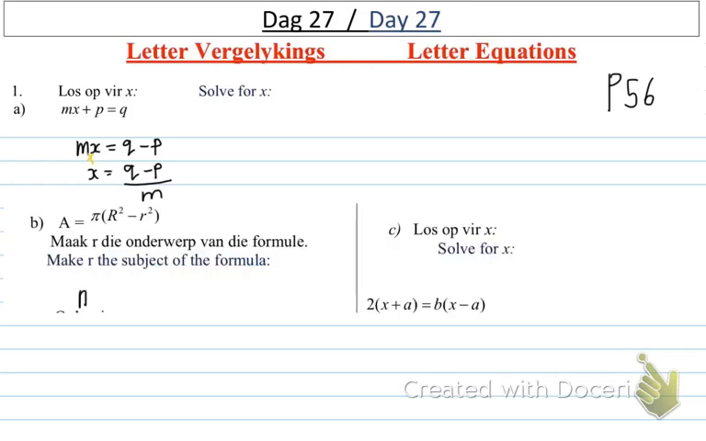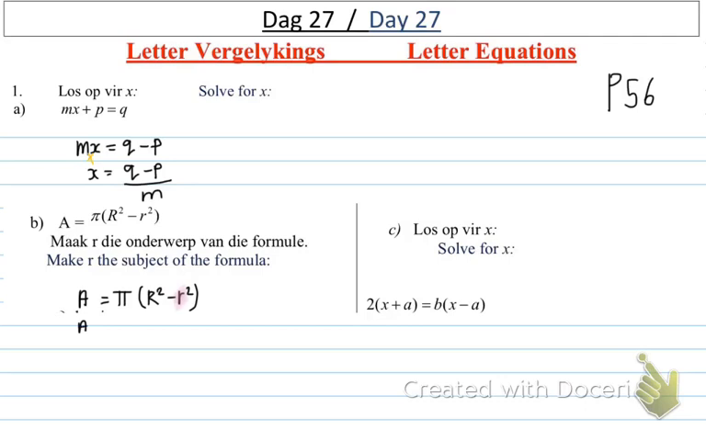For the next question, I have A is equal to pi, and in brackets, capital R squared minus r squared. Make r the subject of the formula. So small r, not capital R, small r. The first thing I want to get rid of is the pi. Let me write the equation again: A is equal to pi, and in brackets, capital R squared minus r squared. I want little r to be alone.